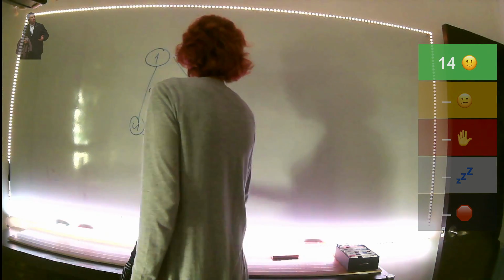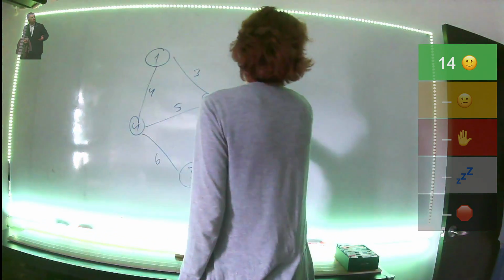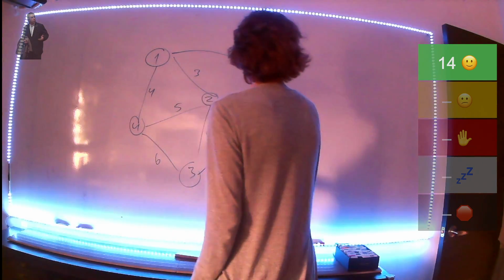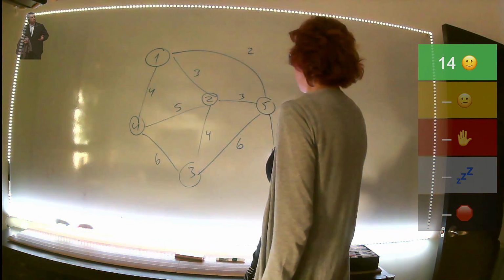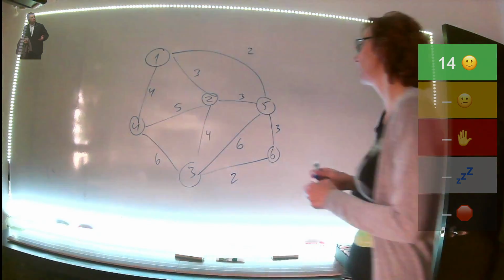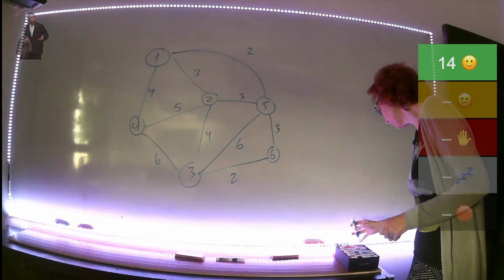2 to 3 is going to cost a 4. 2 to 5 is going to cost a 3. 1 to 5 is going to cost a 2. 3 to 5 is going to cost a 6. 5 to 6 is going to cost a 3. 6 to 3 is going to cost a 2, etc. So you're going to be getting a graph like this in the final exam. And now we're going to make a minimum spanning tree for this.